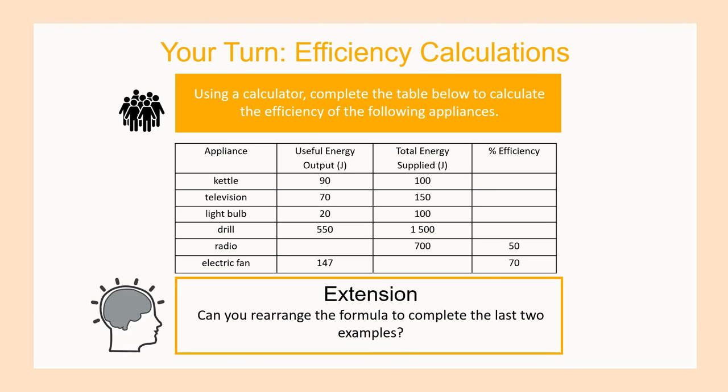If you type that in your calculators, so 90 divided by 100 times by 100, you should get the answer to put in that box on the far right for the kettle. Continue this method for the television, the light bulb and the drill. The radio and the electric fan are an extension, as you will need to rearrange the formula to complete these.